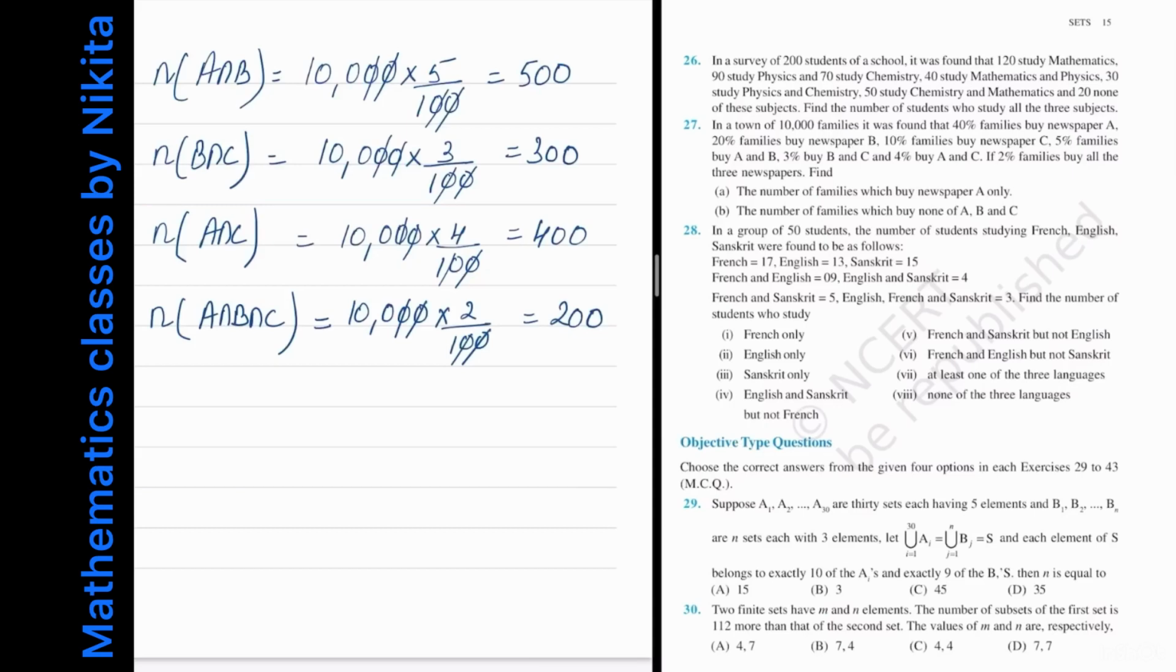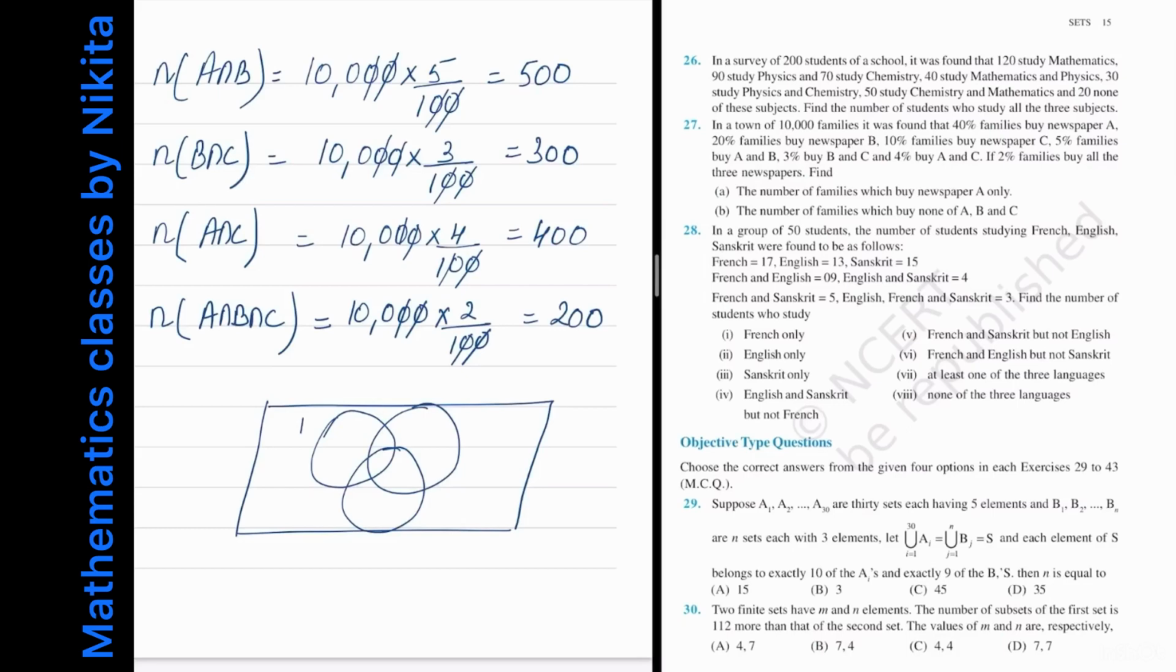अब now you have to find the number of families which buy newspaper A only. So first let us draw the Venn diagram so that the things are clear to you. So this is something like this. Suppose the first circle is A, second is B and the third is C. Now you have to find this portion A only. So A only means this. ठीक है. So this is A only. The yellow portion is A only.